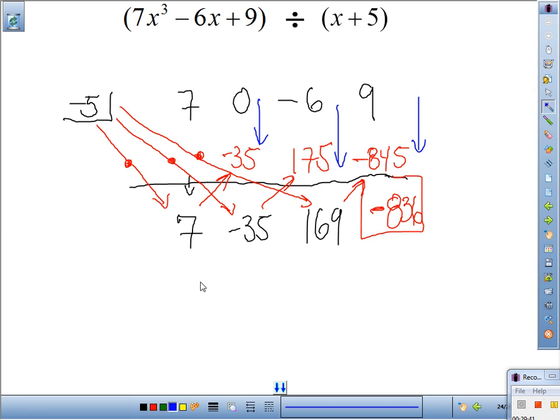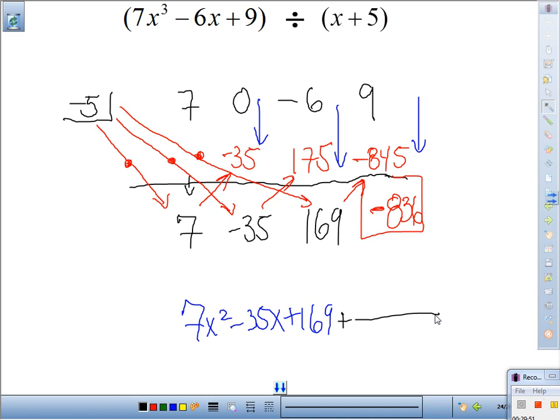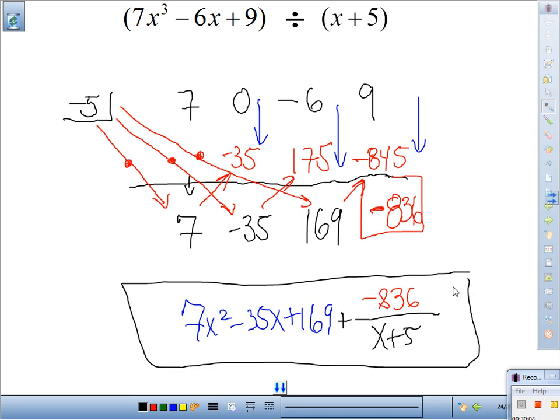My whole number is 7x squared minus 35x plus 169. Now I need to add my remainder. What is my remainder? Negative 836 over what? x plus 5. Copy that. Yes. Either way, you're going to get the same answer. Copy that, please.